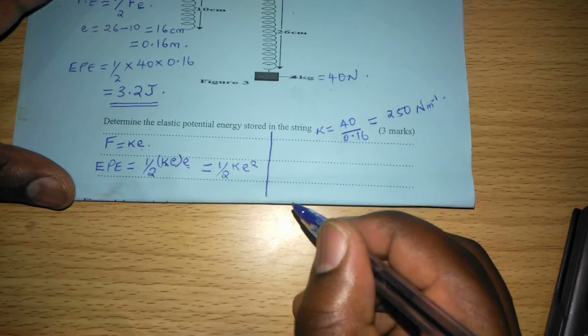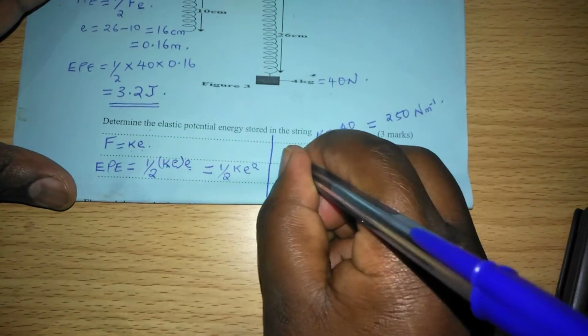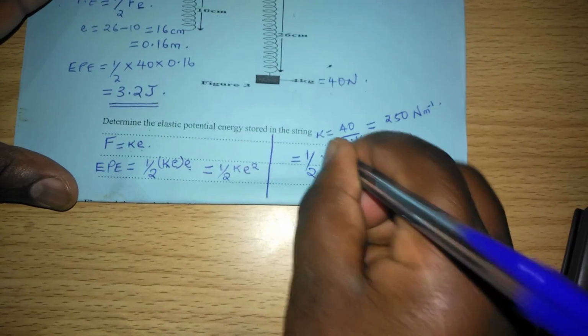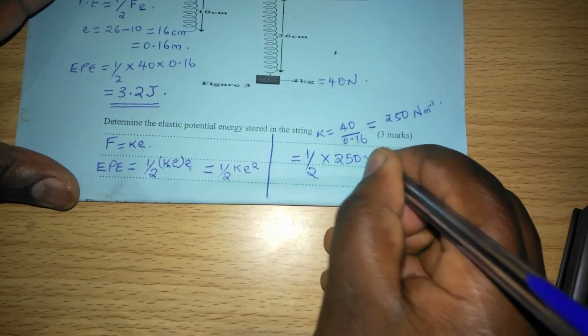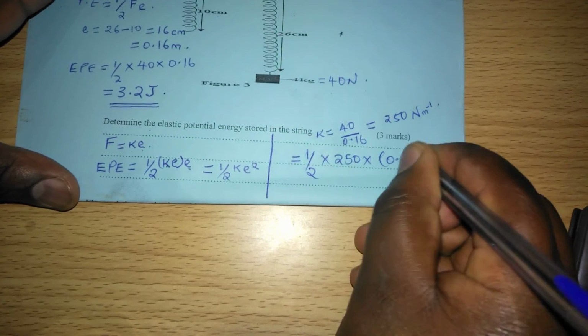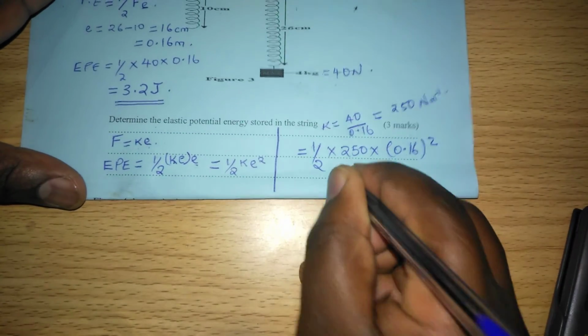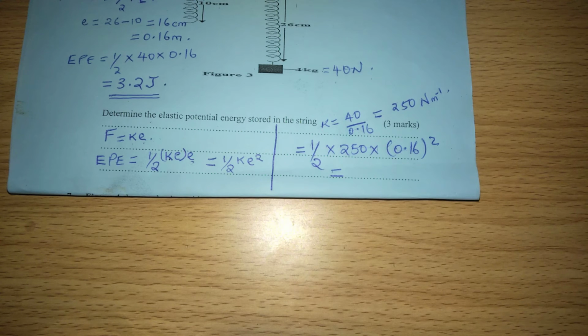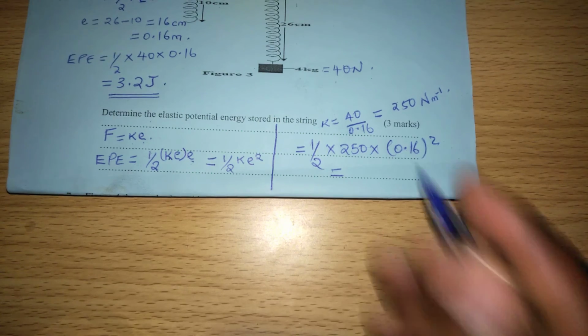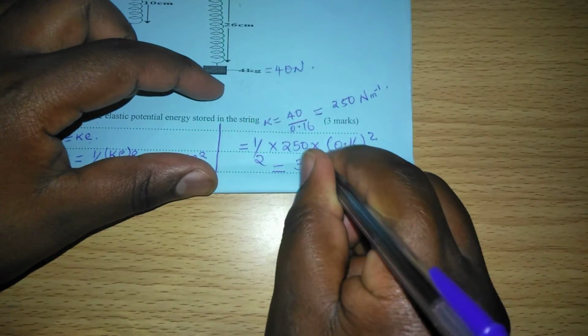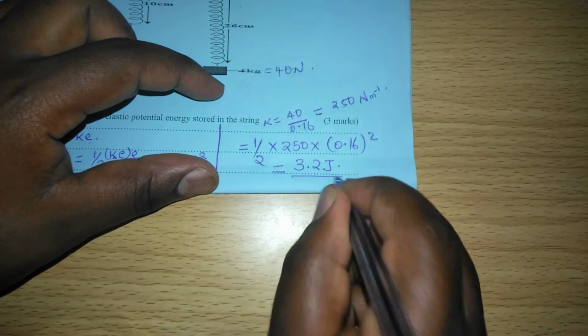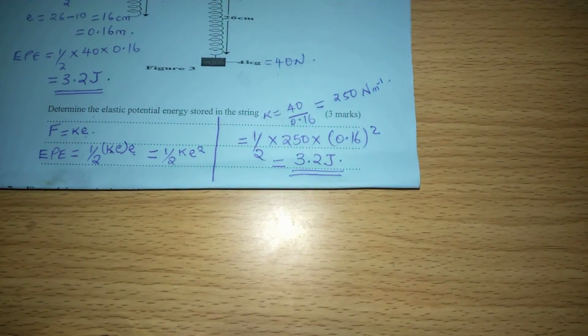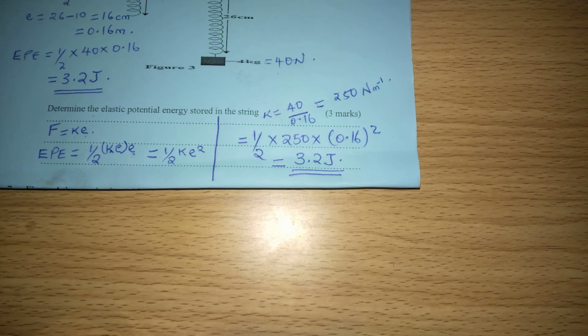We can now substitute into the formula that energy is half the constant, which is 250, times the extension 0.16 squared. When we square 0.16, multiply by 250, and then divide by 2, this gives us again 3.2 joules. So either way, we find that the energy stored in this spring is 3.2 joules.